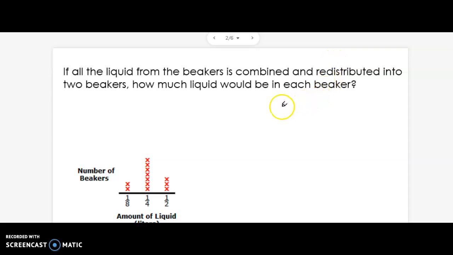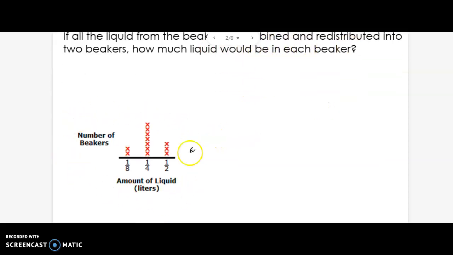All right, boys and girls, let's take a look at this question. It says that if all the liquid from the beakers is combined and redistributed into two beakers, how much liquid would be in each beaker? We've got this line plot here. And let's see here, I want to understand what I'm looking at.